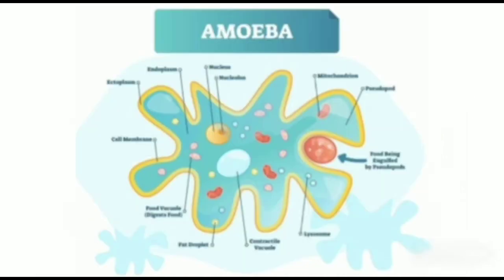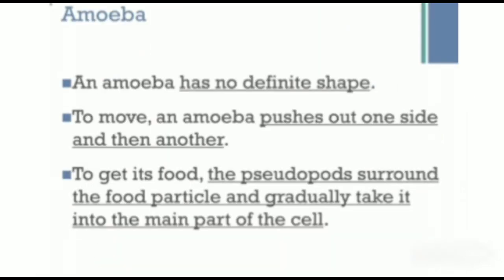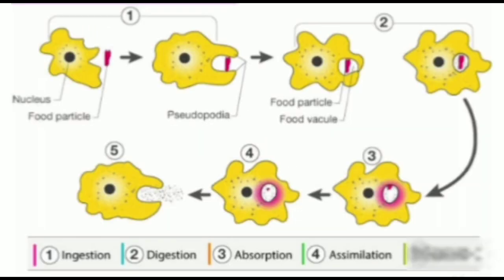Let us know briefly about amoeba. Amoeba has no definite shape and it keeps on changing its shape by protruding out of its body. These are called pseudopodia. Pseudo means false, podia means feet. The projections appear and disappear. Pseudopodia help amoeba in feeding and locomotion.